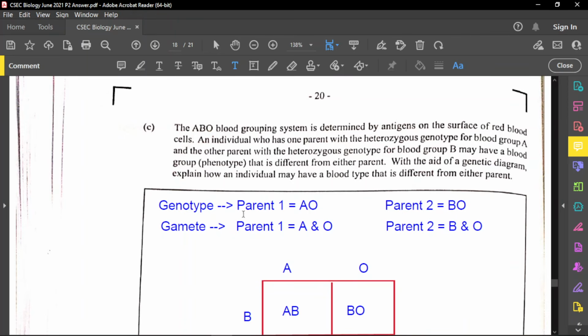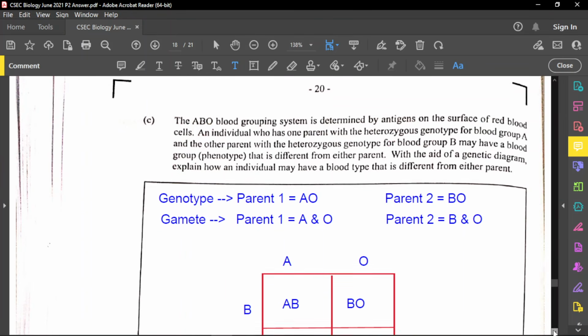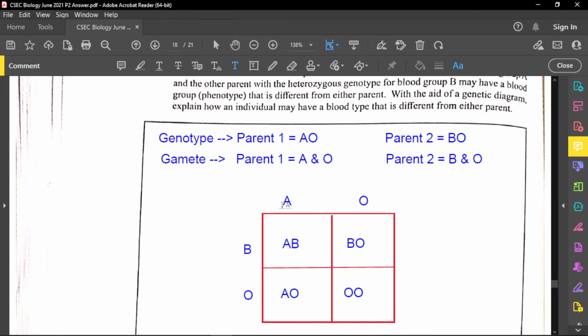Now the gametes, you also need to practice how to determine gametes. Gametes come from the genotype, right? Once you separate the genotype, then you get the gametes. All right, so parent 1 can only produce A and O gametes. Parent 2 can produce B and also O gametes. And so once I draw a Punnett square, this is parent 1 with gamete A, gamete O, and then parent 2 with gamete B, gamete O. And these will be the genotypes now of the offspring. And so we have an AB, we have a BO, we have an AO, and also OO, which is thus O.